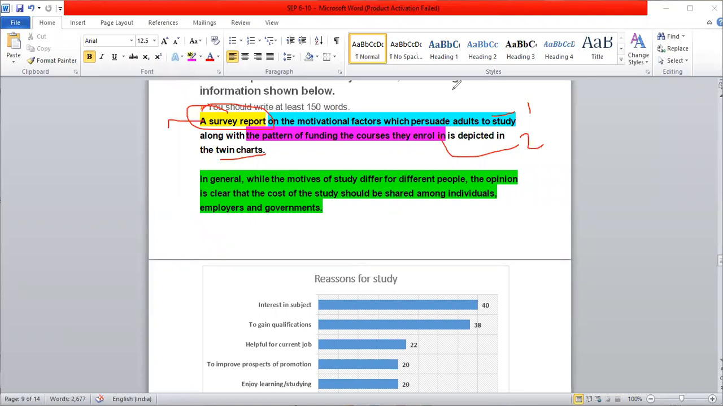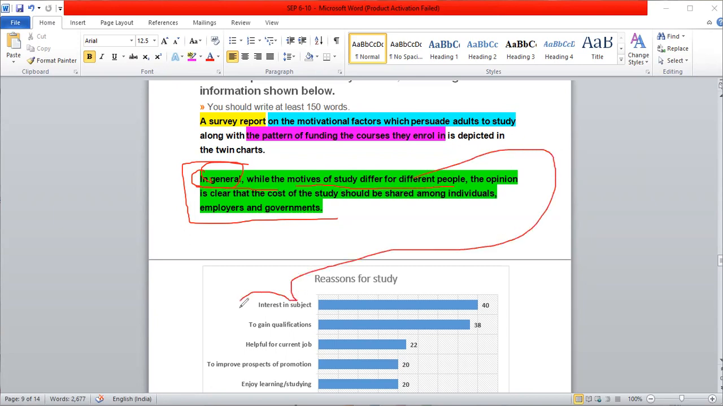Now we can say, in general, while the motives of the study differ for different people, you can say in general. That's overall. Overall, it's clear that motives of the study differ for different people. So different people, the motives differ. Okay.